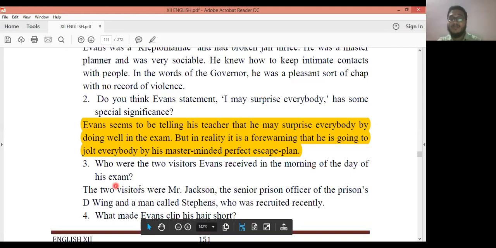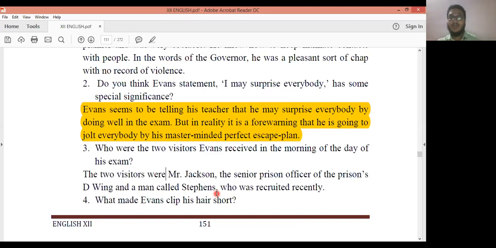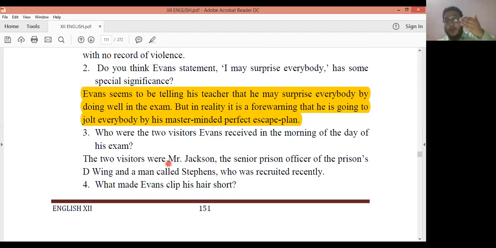But in question number 3, you need to add more points describing the characters. As it is asking about the characters, who are the two men visitors, you have to write more lines about Stephen and about Jackson. That is how you can get full marks. When it is of 3 marks, more points will be added as per the question.